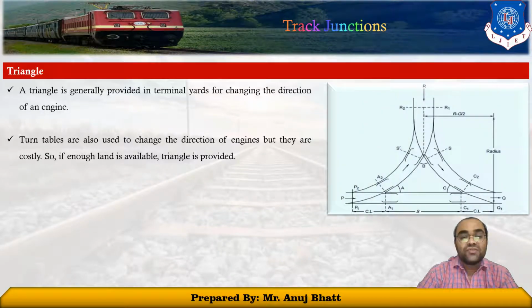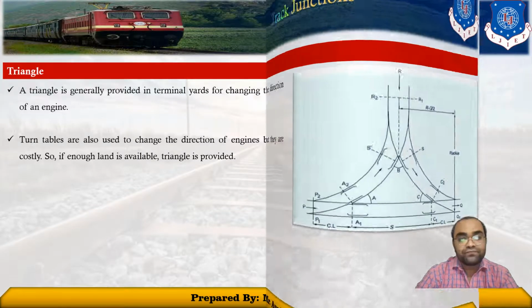Well, the next track junction is the triangle. A triangle is generally provided in terminal yards for changing the direction of an engine. The turntables are also used to change the direction of engines, but they are very costly. So if enough land is available, then we can provide such type of triangle track junctions.